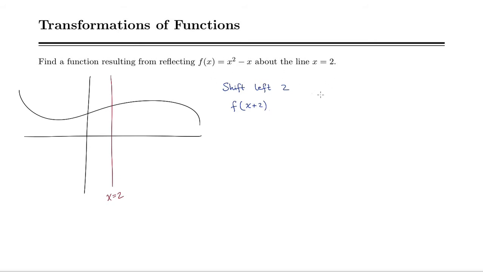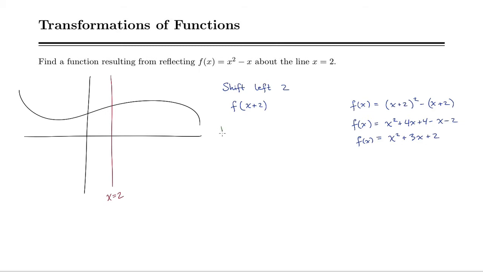So we're going to apply that now to this function. Our new function, we take our x plus 2 and plug it into this. So that's x plus 2 squared minus x plus 2. All right, so in other words, f of x equals x squared plus 4x plus 4 minus x minus 2. So x squared plus 3x plus 2. All right, that is our function shifted to the left 2.